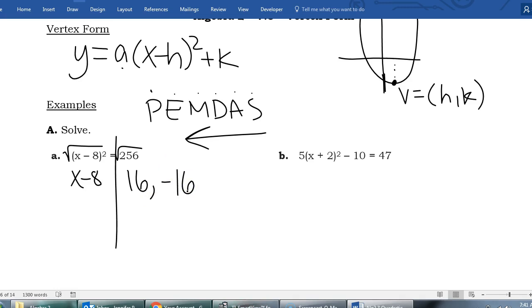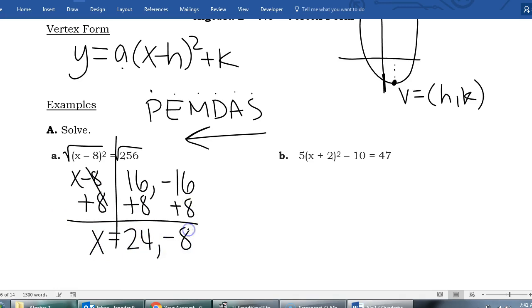So now that we got the exponent taken care of, we're into the parentheses, and the whole process starts over with addition and subtraction. So I have a subtraction, which I undo with a plus on both sides, but not just both sides, both numbers on both sides. So that leaves me with x is 24 and -8. You need to report both answers to get full credit on these. We can't just do the positive answer.